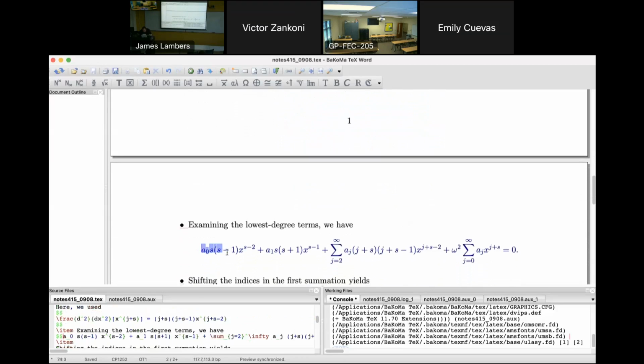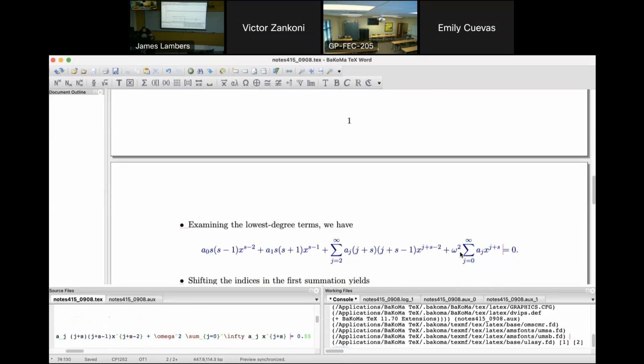So here we have the term with x to the s minus 2, and then x to the s minus 1, and then all other terms in the entire series are written here. So notice here I have the sum j equals 2 to infinity of all this. That's because the first terms corresponding to j equals 0 and j equals 1 are written over here. And then this I haven't actually disturbed. I've factored out the omega squared, but that's it.